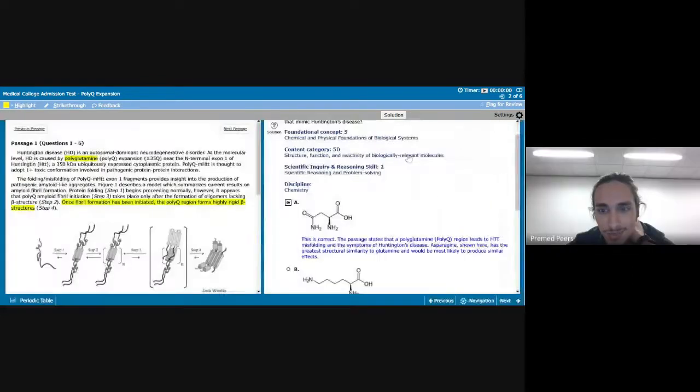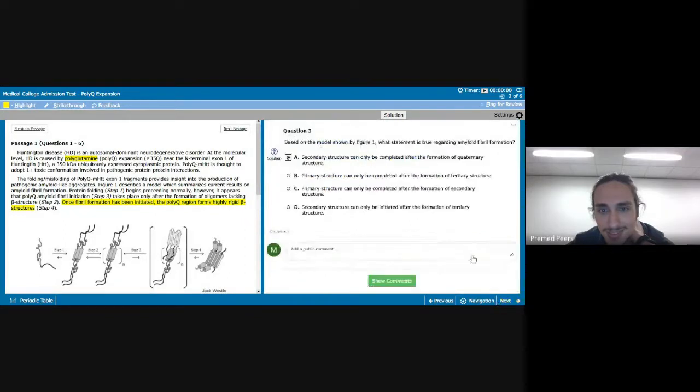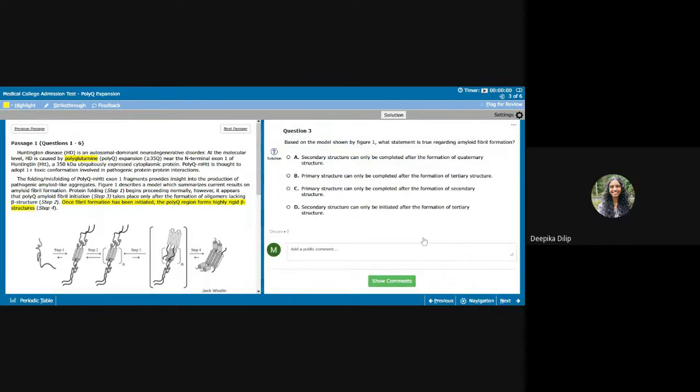Nice, doing great. All right, let's do number 3. Based on the model... Okay, good. Can you scroll to the model? I have to go to the model again.